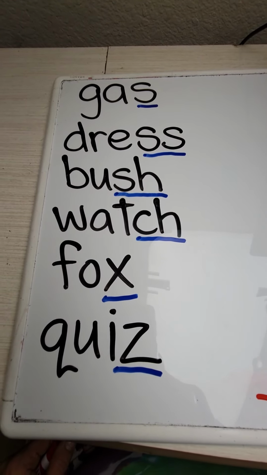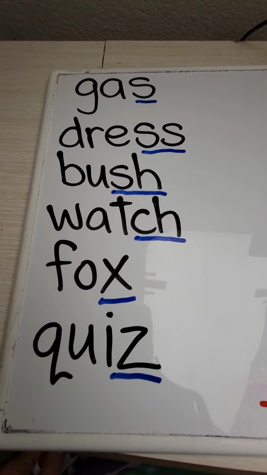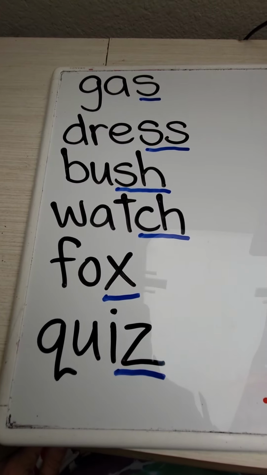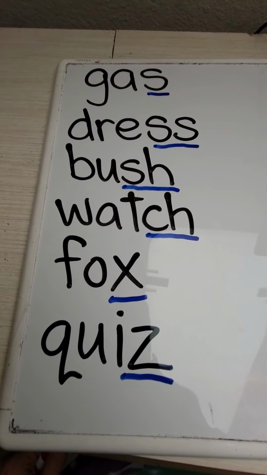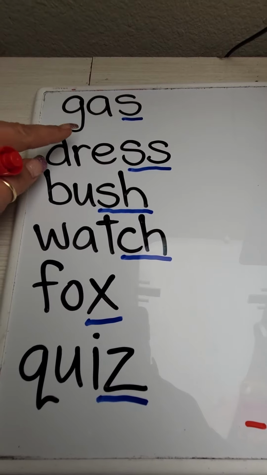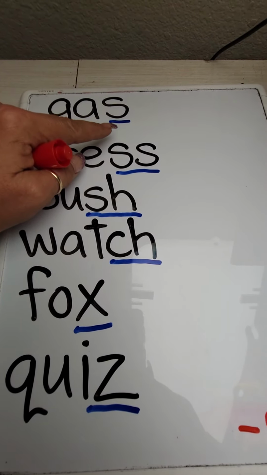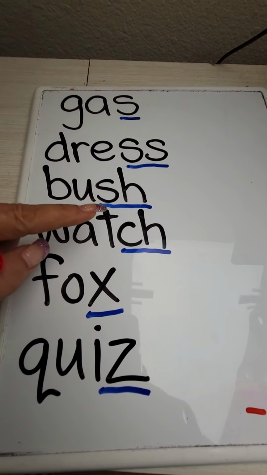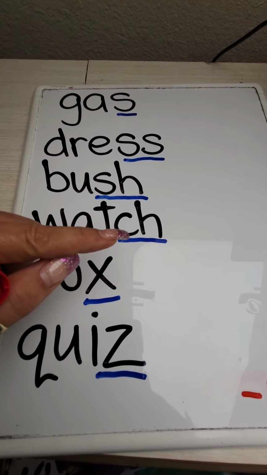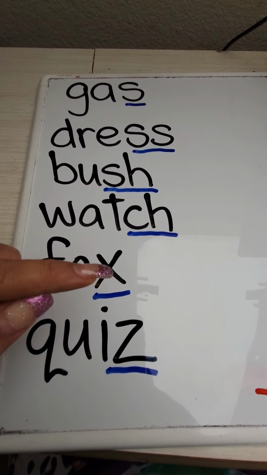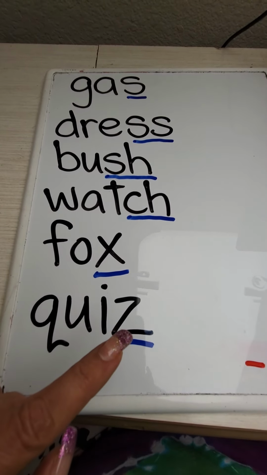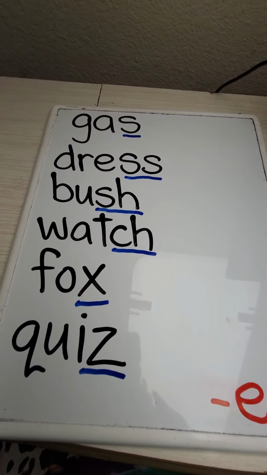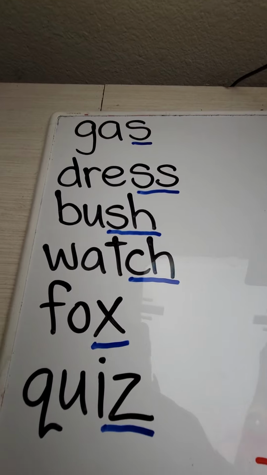Usually, in English, to make plurals, we add an S to the noun. However, when nouns end in an S, SS, SH, CH, X, Z, we add ES, and the word gets an extra syllable.